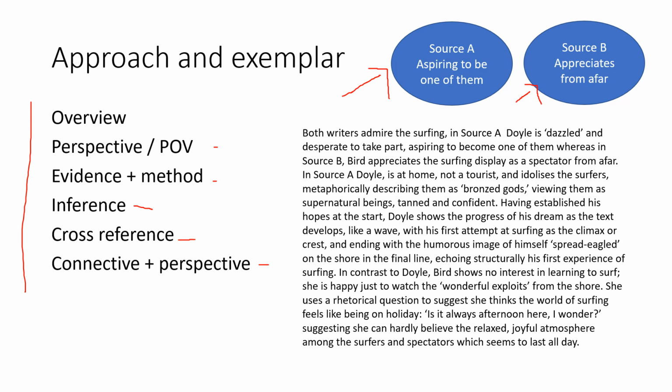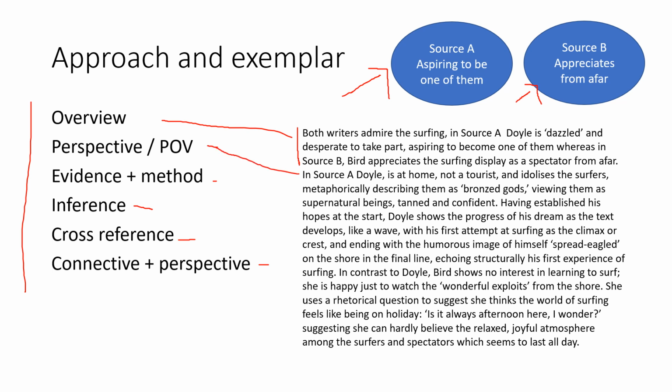Both writers admire the surfing. In source A, Doyle is dazzled and desperate to take part, aspiring to become one of them. Whereas in source B, Bird appreciates the surfing display as a spectator from afar. Here, we successfully have our overview.